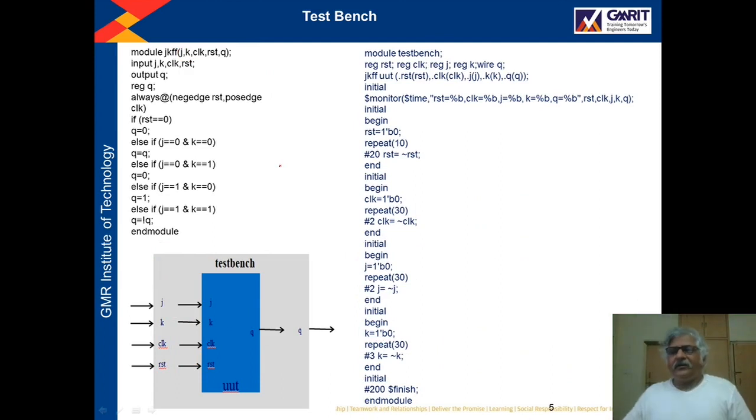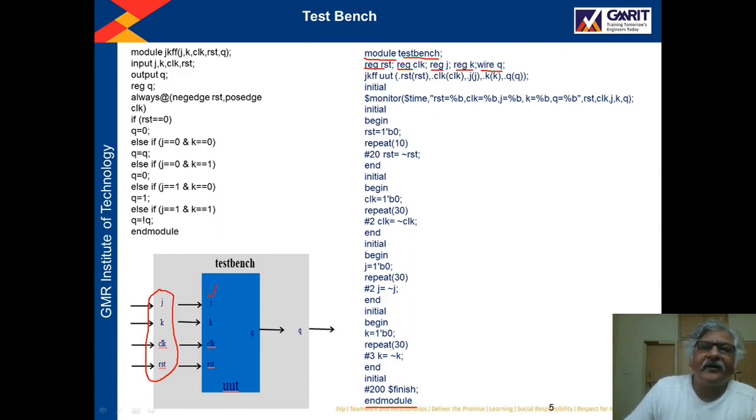This test bench starts with the module keyword and ends with the endmodule keyword. The name of this test bench I have given as testbench. Now see here: reg RST, reg CLK, reg J, reg K and wire Q. Already I told you, the ports of the test bench which are associated with the input ports of the UUT will be reg type, and the port of the test bench which is interfaced with the output port of the UUT will be wire type. So Q is the wire type.